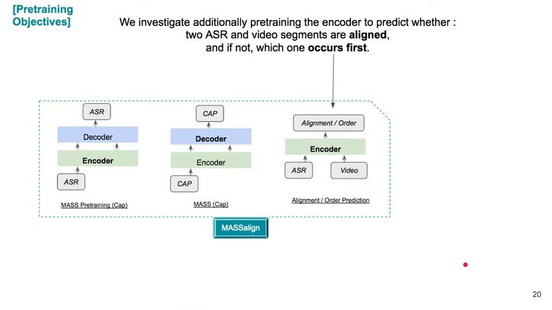We also investigate another type of pre-training objective, which is that we'll make the encoder predict, for two randomly sampled ASR and video segments from the same video, if the ASR and video happen at the same time, so if they are aligned or not, and if they do not occur at the same time, which one occurs first. So it's two binary prediction problems. The encoder has no other way to solve it than to look at the ASR and the video. So this seems like a good approach for learning attention between the two. So we'll see in the results if it helps.